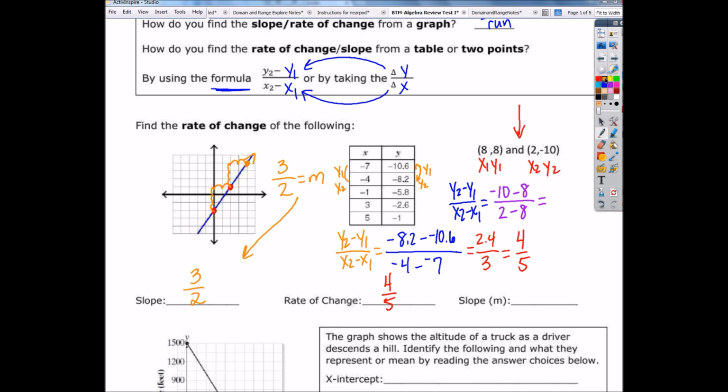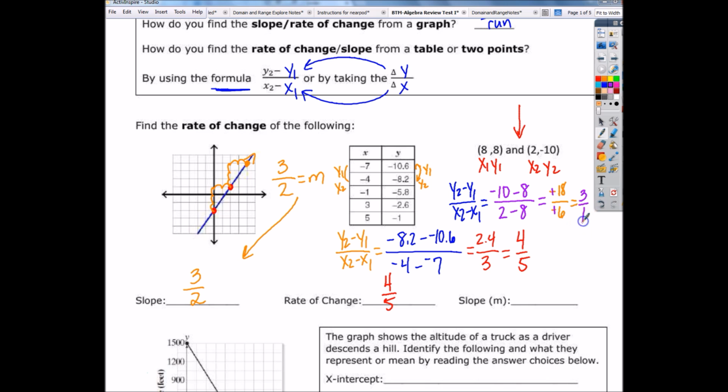But if you're a big baller shot caller and you've got this, negative 10, and then I'm going back 8 more, that would be negative 18. 2 minus 8 is a negative 6. Then we have to simplify this. So 2 negatives make a positive. 18 divided by 6 is 3.